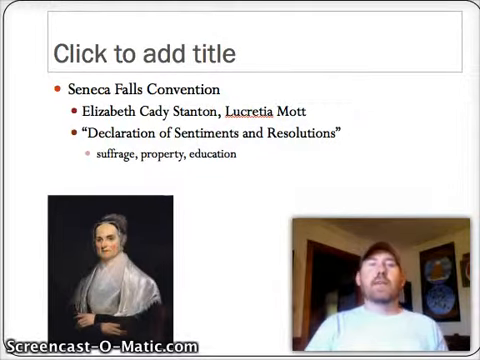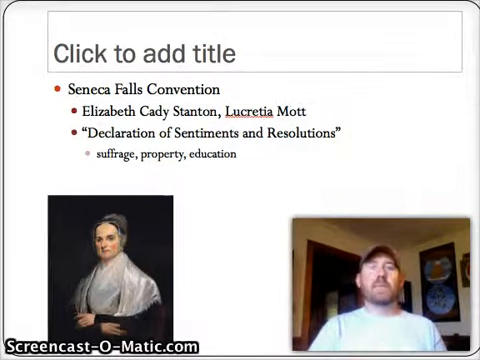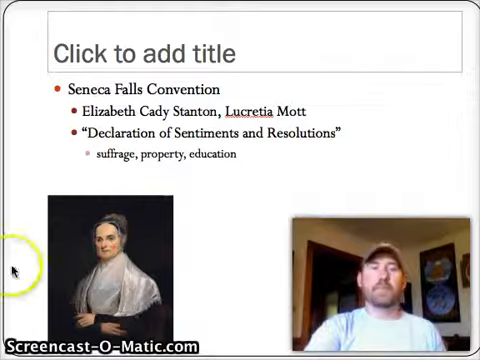Now, the women's movement kind of comes to a head during this period. It was called the Seneca Falls Convention, which was a group of women that got together to voice some of these problems and concerns and hopes that they had as far as the way the country treated them. The two leaders you need to associate with this are Elizabeth Cady Stanton and Lucretia Mott. And the big thing that comes out of it is the Declaration of Sentiments and Resolutions, in which women talked about what they wanted as far as suffrage, property, and education.